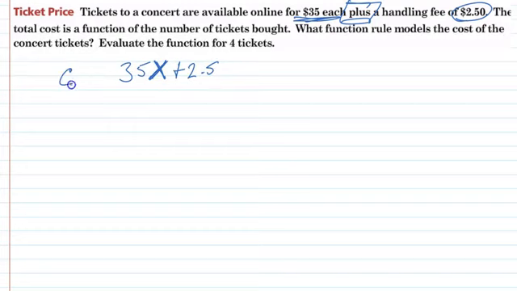We'll use C instead of F. Why? Because C is cost, and we'll use a T. So instead of putting an X there, I'll put T for the number of tickets. So we have the cost of tickets, C of T, is equal to 35 each ticket plus $2.50.